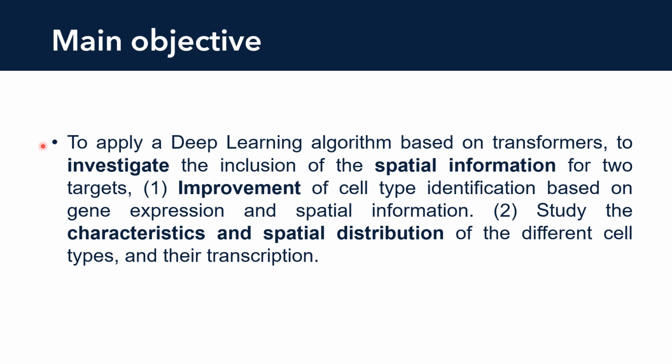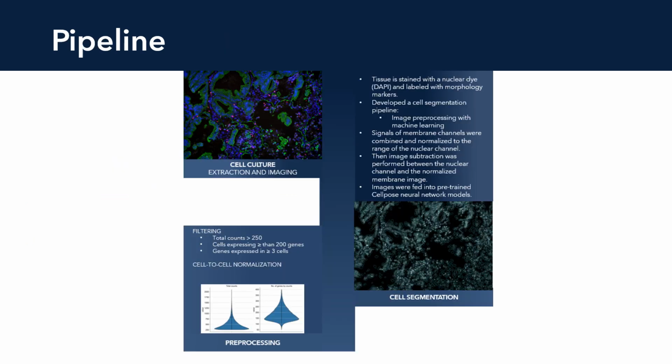Our main objective is to apply a deep learning algorithm based on transformers to investigate the inclusion of the spatial information for two targets. The first target is the improvement of cell type identification based on the gene expression and spatial information. And our second target is to study the characteristics and spatial distribution of the different cell types and their transcription.